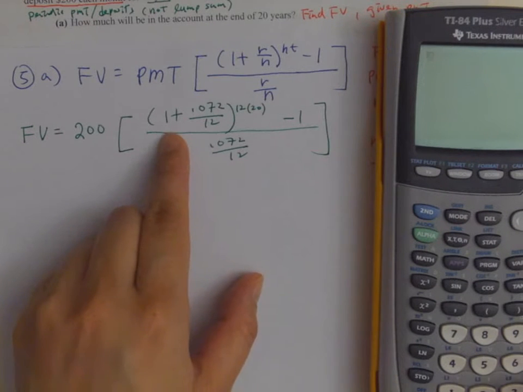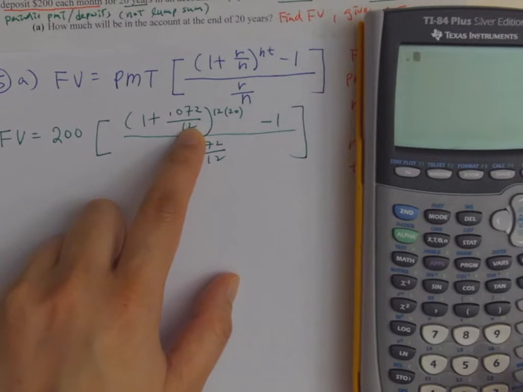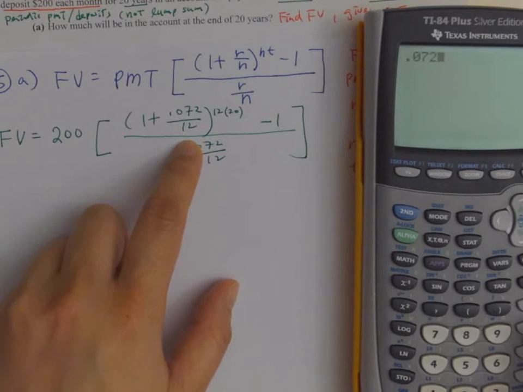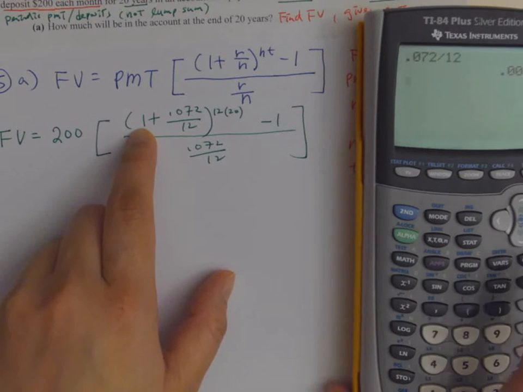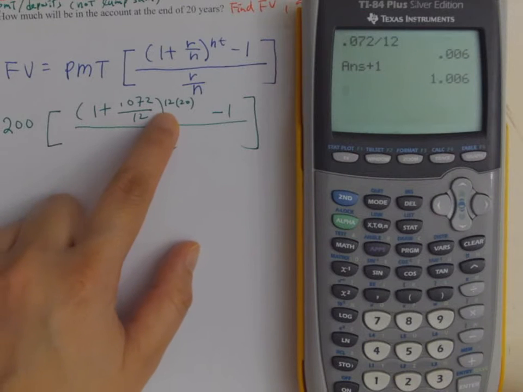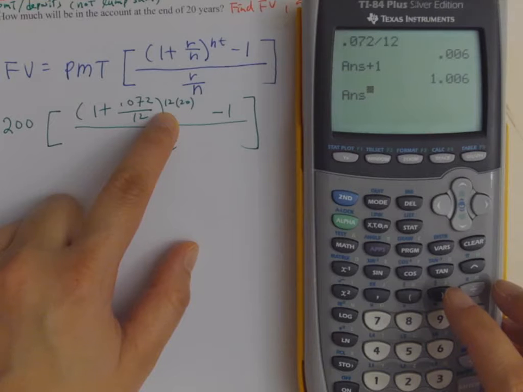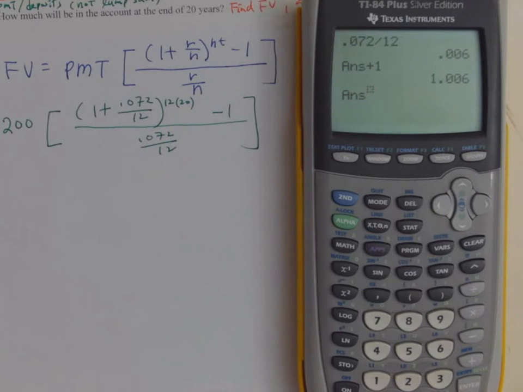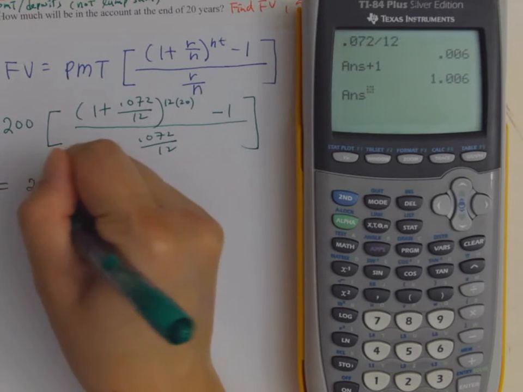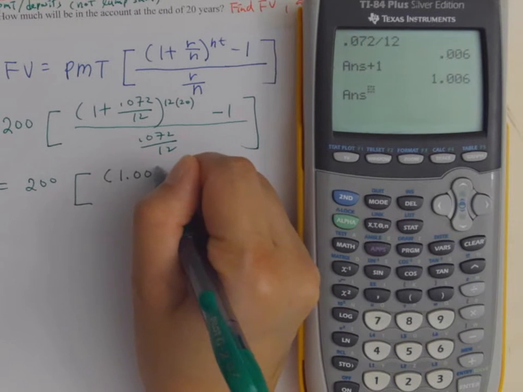I'm going to do this fraction part first, which is 0.072 divided by 12. I hit enter. I need to add 1 here. Then I need to raise it to a power, which is 12 times 20. Let me write one more step for you. So 200, and inside here we have 1.006.